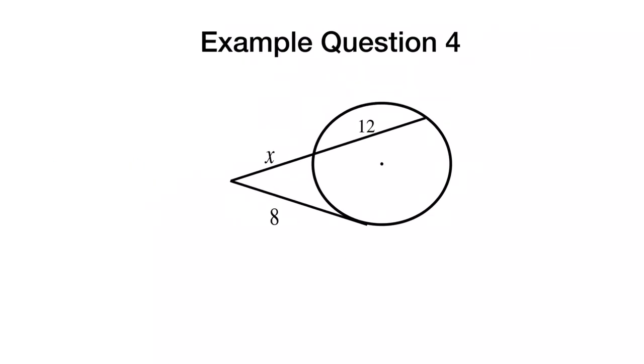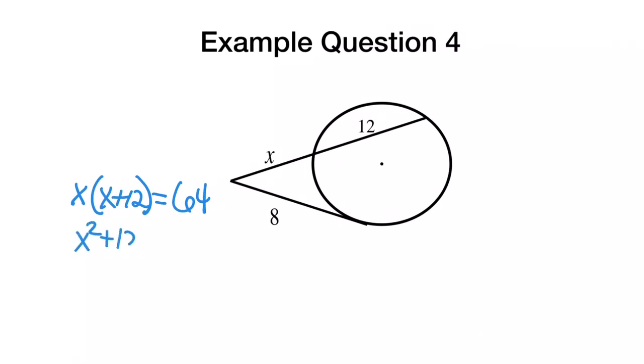In this example, I have a secant and I have a tangent. And we're going to look at the theorem that states the outside piece times the entire length of the secant equals the tangent squared. So let's get to it. The outside bit of the secant times the entire length, you add those together, x plus 12, equals 8 squared, or 64, because that's the length of my tangent.